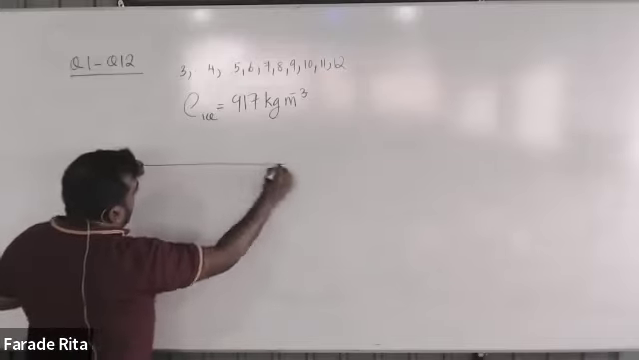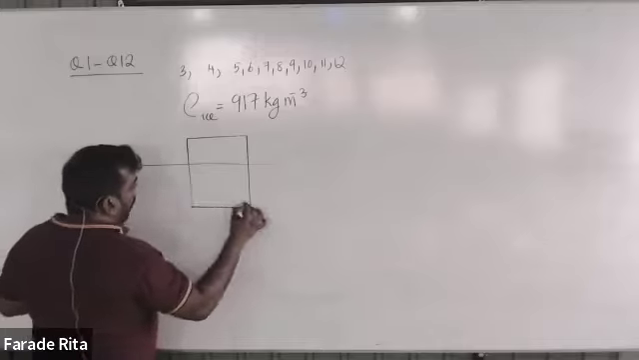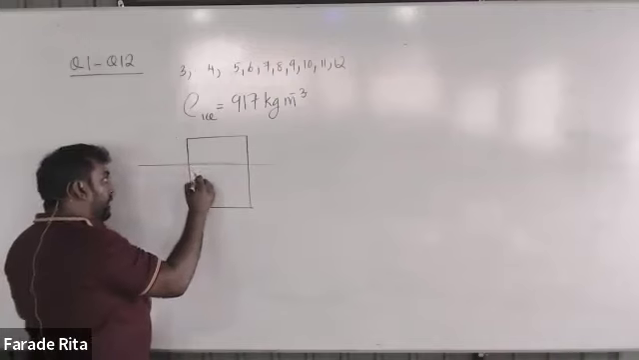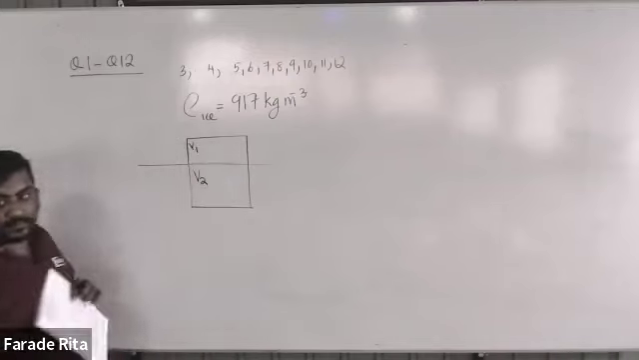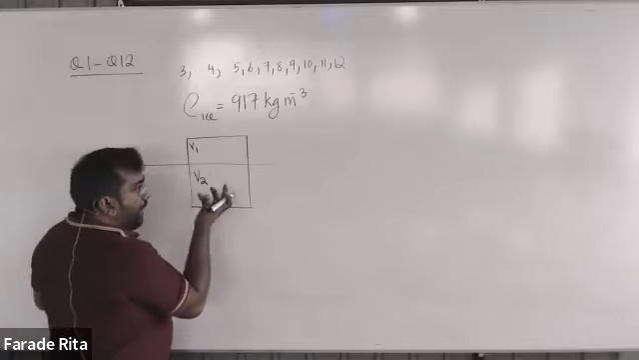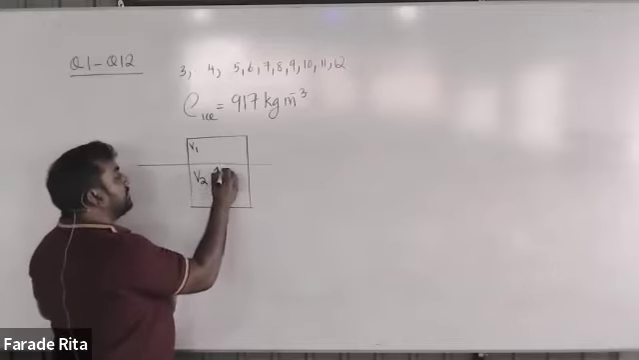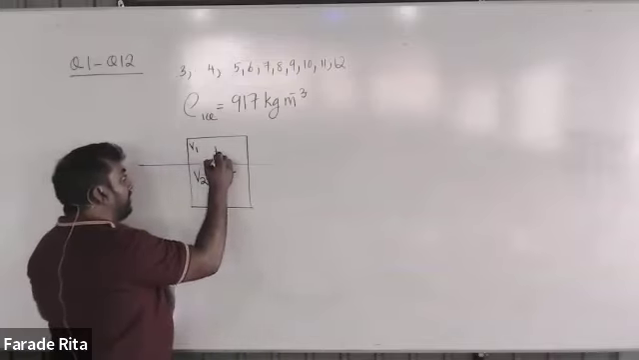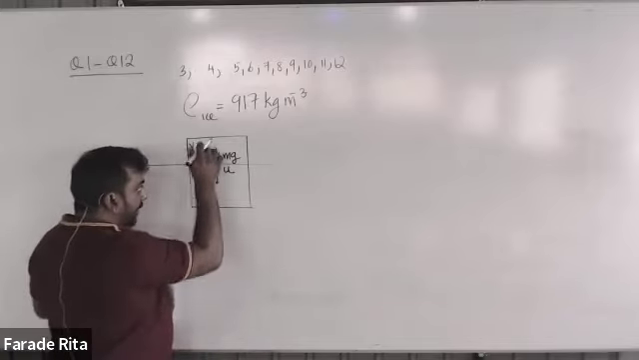Now, ice will always float in water. So there is a part underwater and there is a part above water. Whatever part is submerged in water, only there will there be upthrust. From the total object, the weight of the object will act downward.